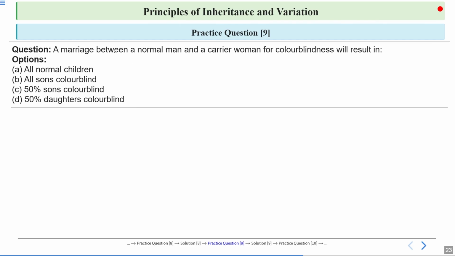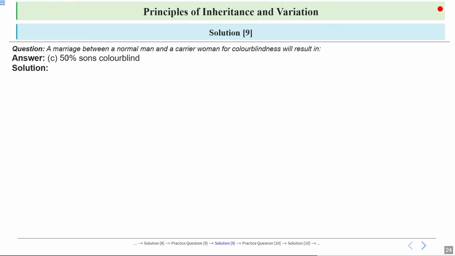Now, next question: a marriage between a normal man and a carrier woman for color blindness will result in. So here you can see the father is normal and the woman is a carrier. So this will result in all normal children, all sons colorblind, 50% sons colorblind, or 50% daughters colorblind. What will be the correct answer? So let's have a look at the answer. Option C, 50% sons will be colorblind. This is the correct answer.